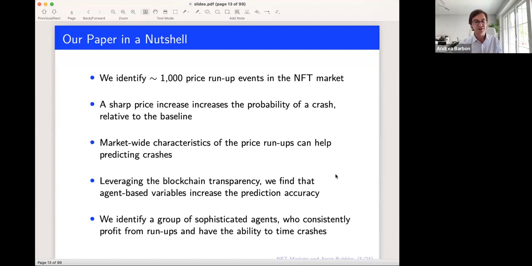We also identify a group of sophisticated agents that can consistently profit from those price run-ups. Basically, they are able to buy the NFT at the right time and then resell it maybe a few hours later when the price is higher, and they make money consistently across different events. So there are some smart speculators that are able to make money out of this.